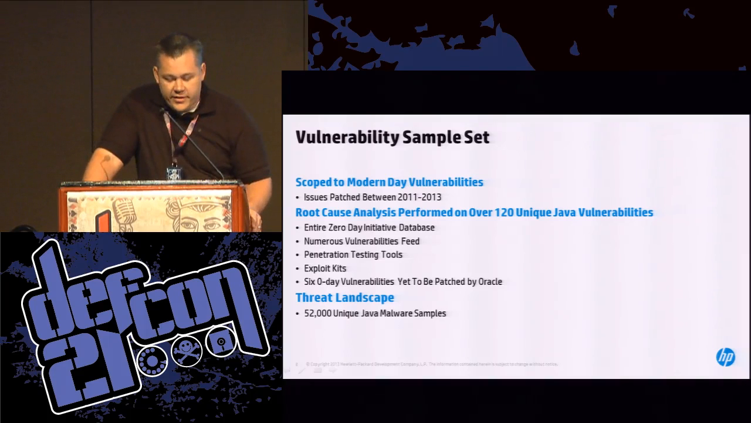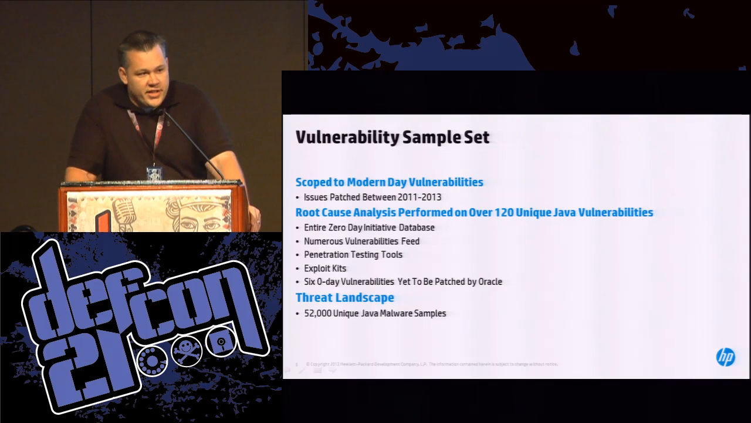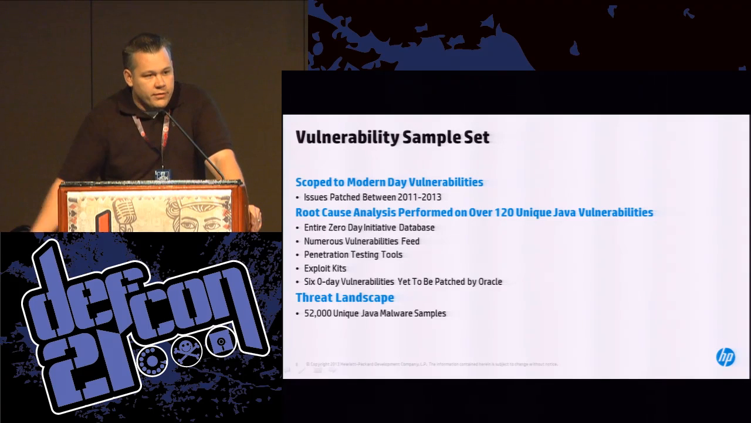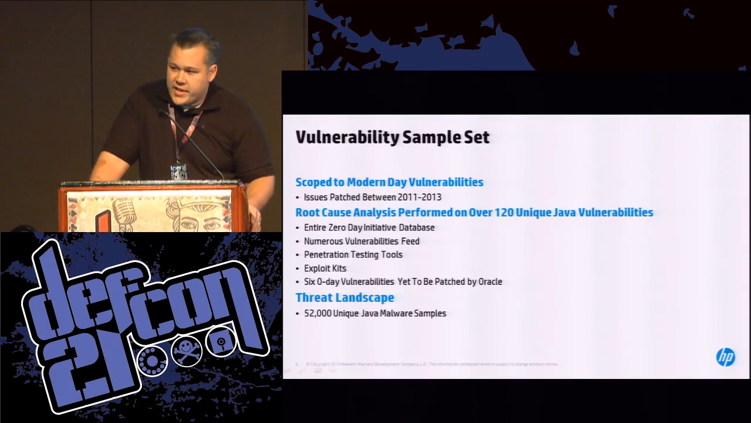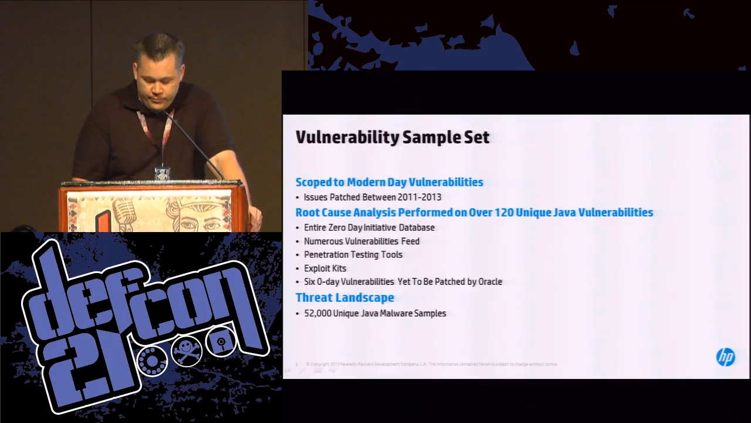We had the entire 0 Day Initiative database, numerous vulnerability feeds, all the big name penetration testing tools, and we actually had 6 Java 0 days that we've already submitted to Oracle for patching in this analysis as well. So this is actually trending for next year's patches too. When we looked at the threat landscape, we worked with Reversing Labs, and they provided us a sample set of 52,000 Java malware samples so we could understand what's actually being used out there today.